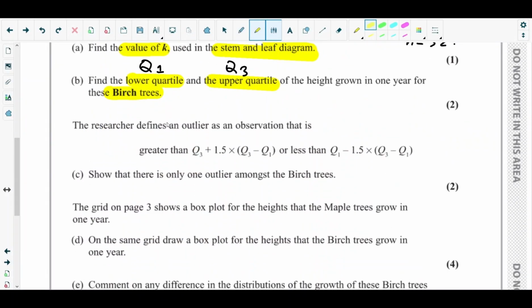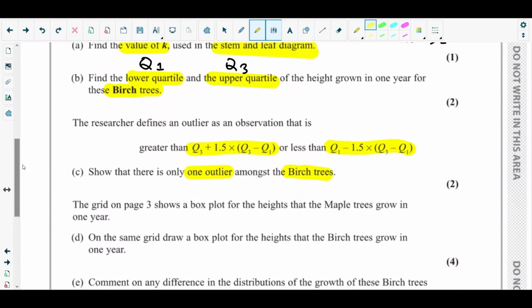Okay, next what they said: the researcher defines an outlier as an observation that is greater than Q3 plus 1.5 times (Q3 minus Q1) or less than Q1 minus 1.5 times (Q3 minus Q1). So part C asks us to show that there is only one outlier amongst the birch trees. We need to show that. In order to show that, at first we need to find out the upper limit for an outlier and the lower limit for an outlier.